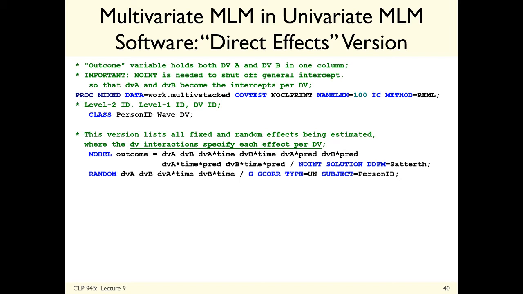So once that's gone, if you think about what A and B were in the data set, they're just a column of 1s and 0s, right? These are my new intercepts. DVA is the fixed intercept. It's going to hold the fixed intercept for the first outcome. DVB is going to hold the fixed intercept for the second outcome. And then everything else follows, just like the notation.